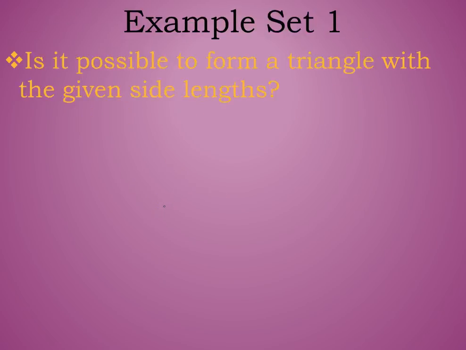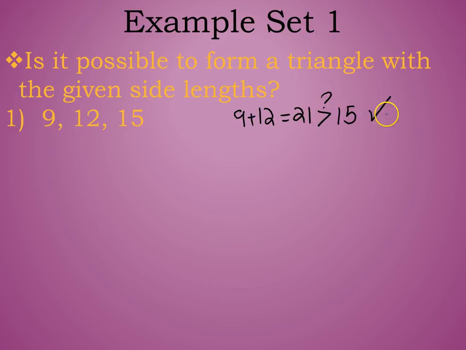So we want to know, is it possible to form a triangle with these given side lengths? So 9, 12, and 15. I'm going to add the two smaller sides together. 9 plus 12 is 21. Now I'll ask myself, is that greater than the third side? And 21 is, so we do have a triangle.